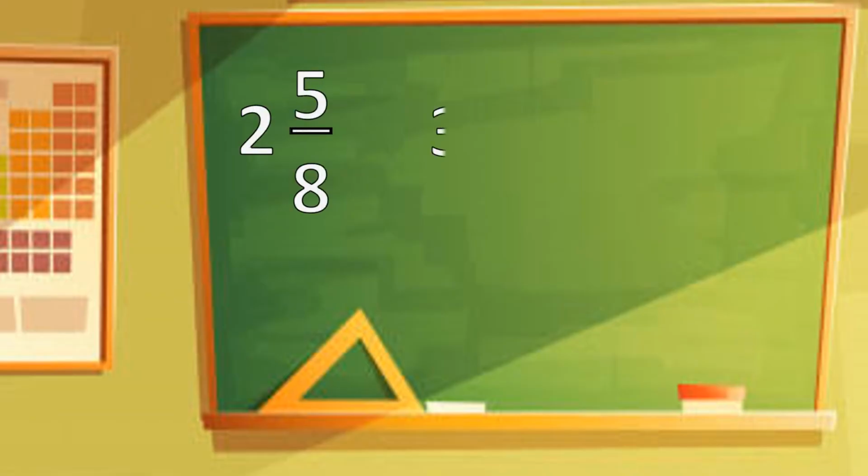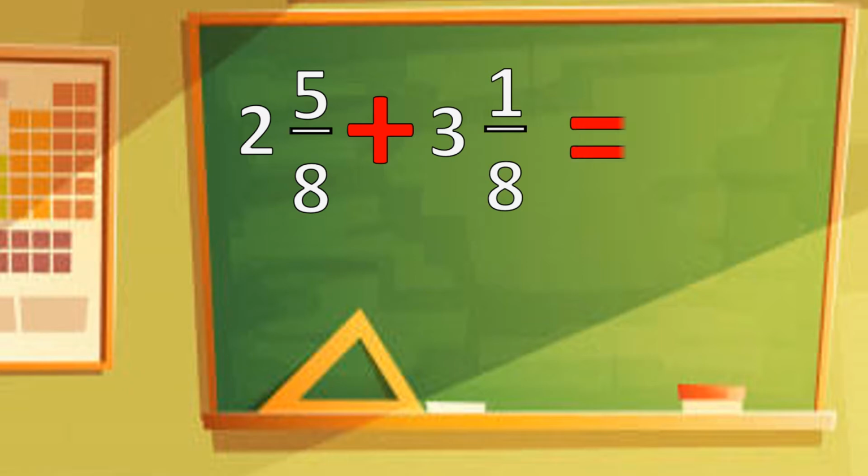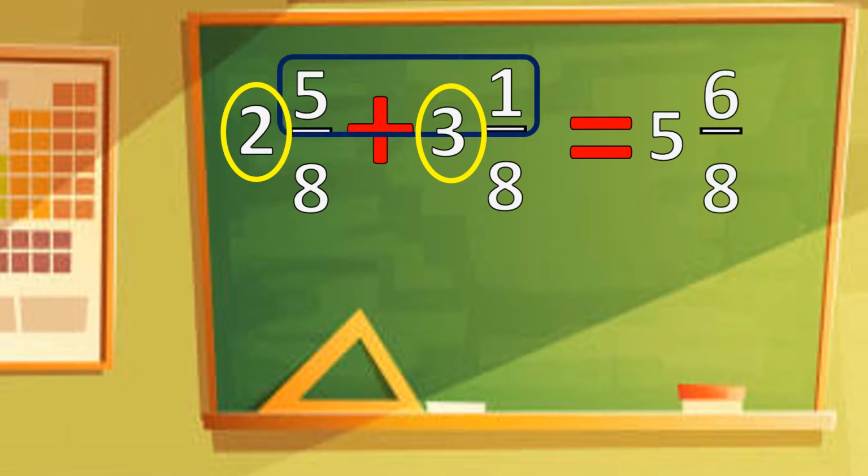Let's add 2 and 5/8 and 3 and 1/8. These are similar mixed numbers because the denominators are the same. So we just add the whole numbers. 2 plus 3 is equal to 5. And then we just add the numerators. 5 plus 1 is equal to 6. And then just copy the common denominator, 8.